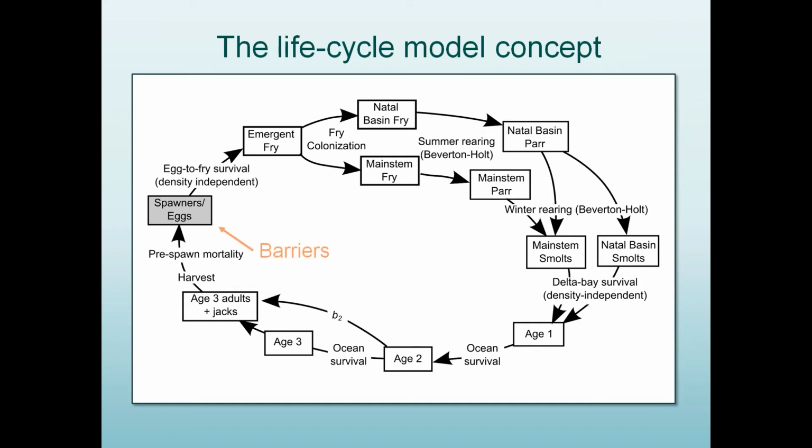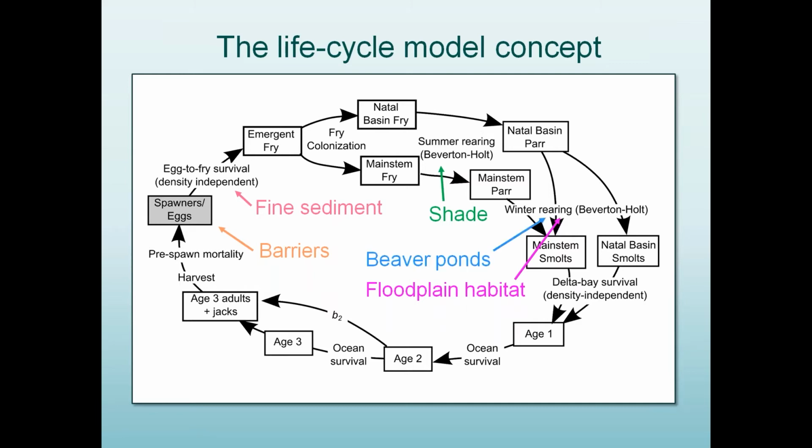But what we're trying to do here is we have this life cycle model, and we know that we have parameters, capacity and survival parameters driving each life stage, and we want to know how different habitat factors affect those. So barriers, for example, can affect how many spawners get to a place and how many eggs are deposited. Fine sediment can affect this incubation survival. Shade can affect summer rearing through its effect on temperature. Floodplain habitat can be a big factor for winter rearing for coho salmon. Beaver ponds the same, also a winter rearing habitat for the most part. And then wood can affect multiple life stages.